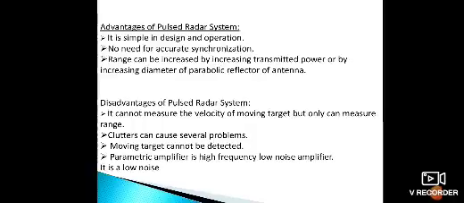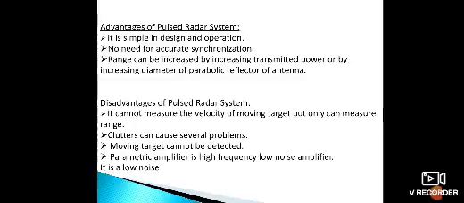Range can be increased by increasing the transmitted power, or by increasing the diameter of the parabolic reflector of the antenna. We are well acquainted with antennas. There are a number of types of antennas, and among them we have the parabolic reflector antenna. By increasing the diameter of the parabolic reflector, the range can be increased. By increasing these two parameters, we can increase the range. These are the advantages of pulsar radar systems.